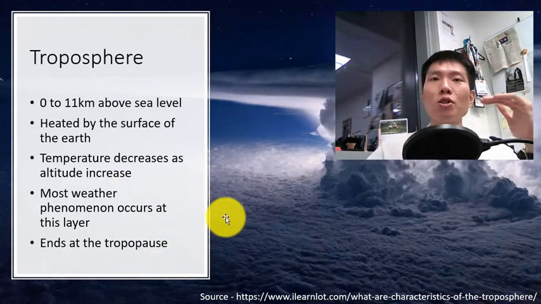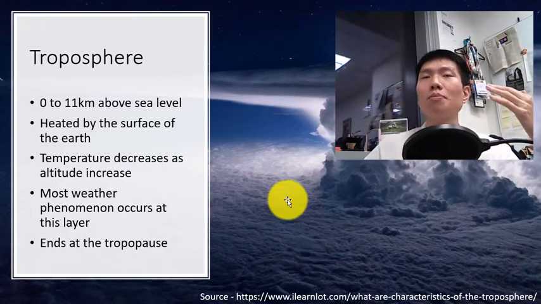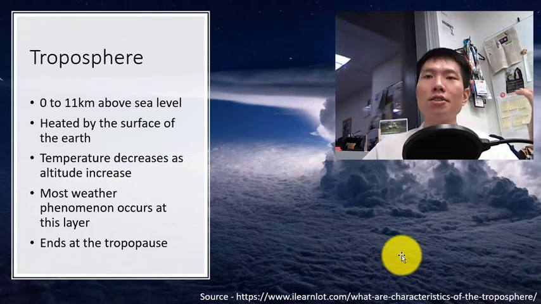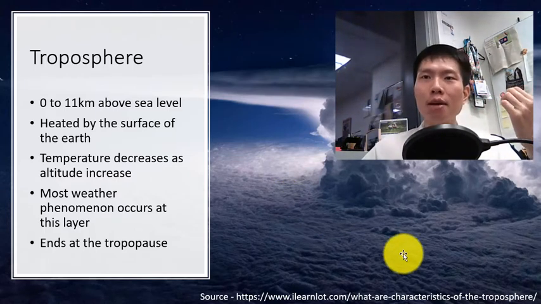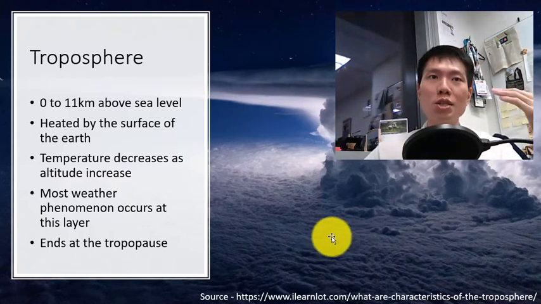And the main source of heat at this layer is from the Earth's surface instead of from the sun, because we are much closer to the solid surface of Earth than the sun, right? So that keeps us a little bit warm. Therefore, the troposphere is the hottest at the bottom and the coolest at the top.